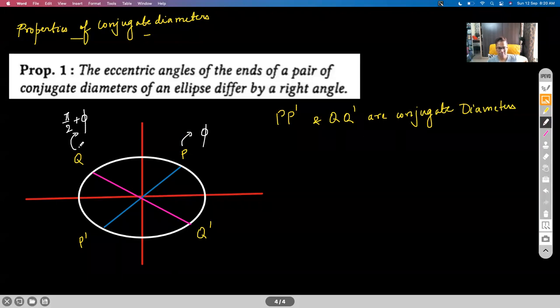Can we prove it? Prove that if one end of the diameter PP dash has an eccentric angle of phi, then one of the ends of the conjugate diameter will have an eccentric angle of pi by 2 plus phi. Can we prove it? Let me take theta, because phi I can use later on. Doesn't matter. Yeah. Can we prove it?